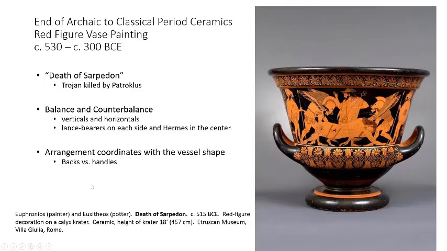Turning to red figure pottery. Here we are. See? Now why is it called red figure? Because the figures are red. Yay. And so here they switched it out, right? So the background isn't red, the background is black. But the figures are red. And this is going to be the trend for a couple of centuries now.